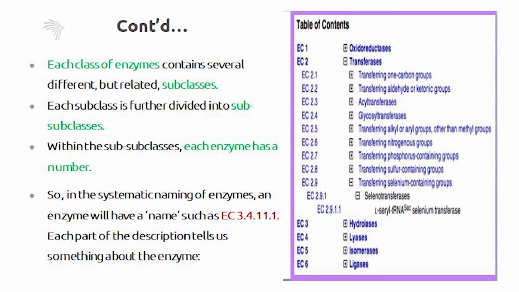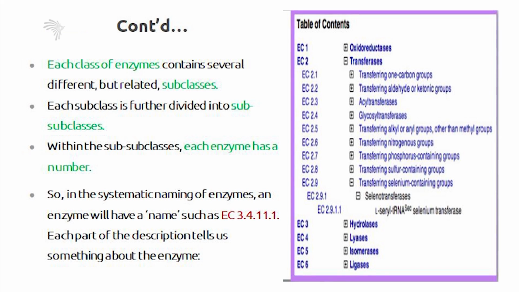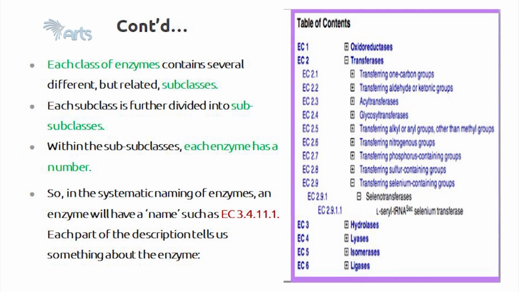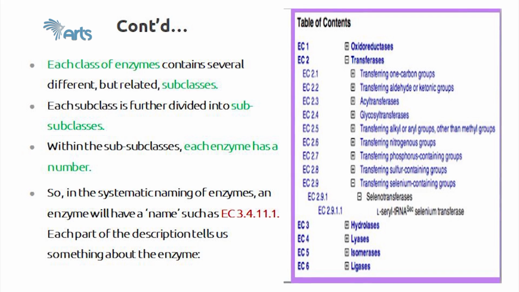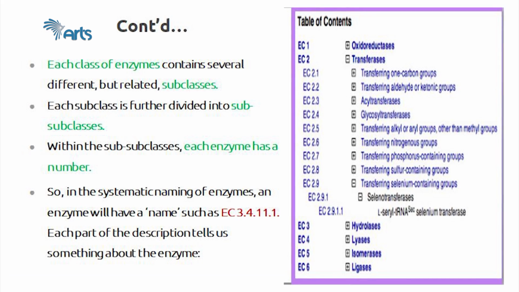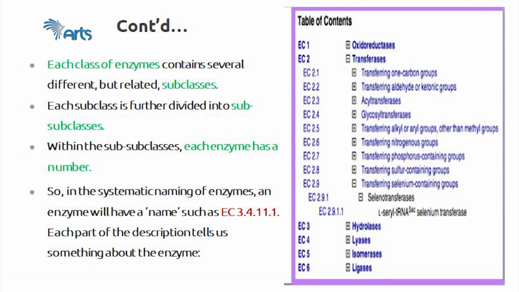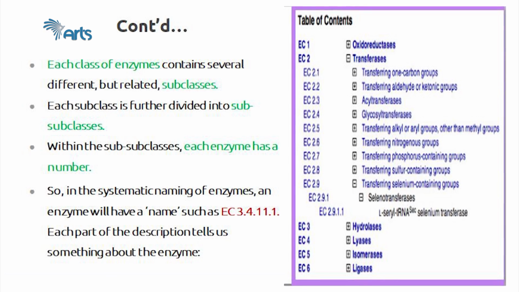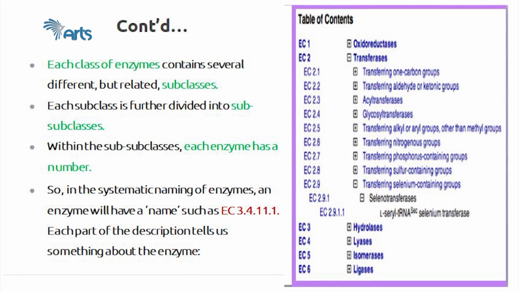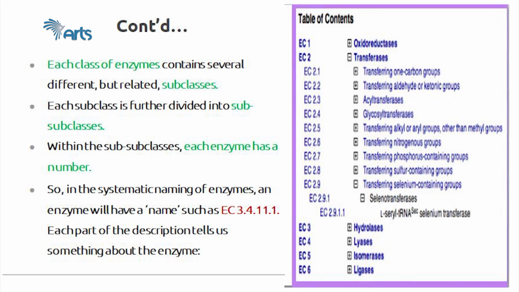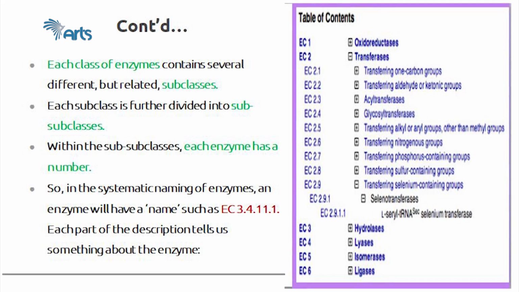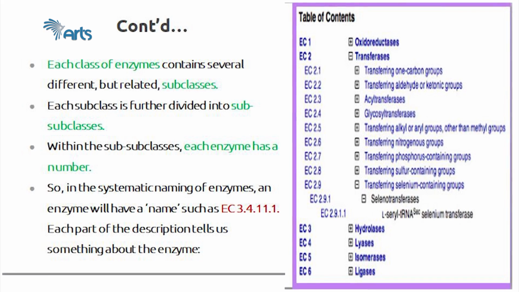So here is an enzyme named selenide transferase. This is the name of the enzyme according to the Enzyme Commission. So in the systematic naming of enzymes, an enzyme has a name such as EC 3.4.11.1. Each part of the description tells us something about the enzyme. Each and every section of the division goes like that.